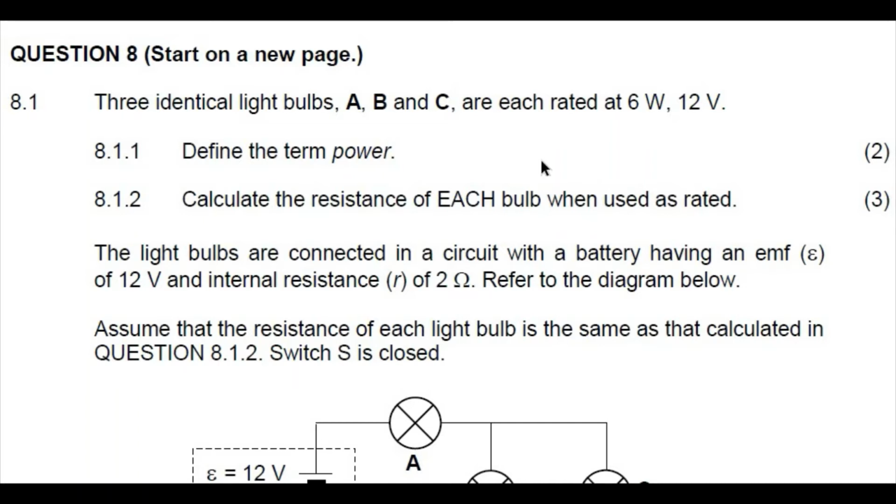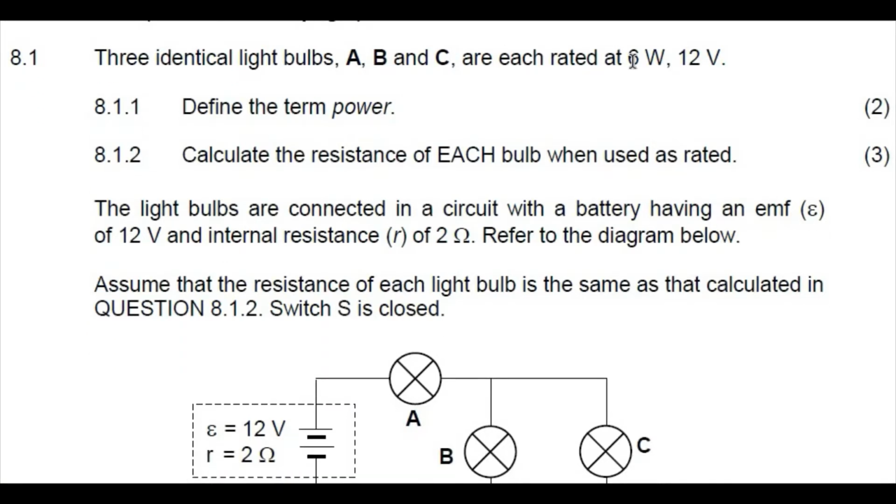Okay, so we have a fairly interesting question over here. It's question 8, and let's just read the question statement. So 8.1 says there are 3 identical light bulbs A, B, and C, which are all rated with 6 watts, 12 V. So the 6 watts is the power, and the 12 volts is the potential difference.